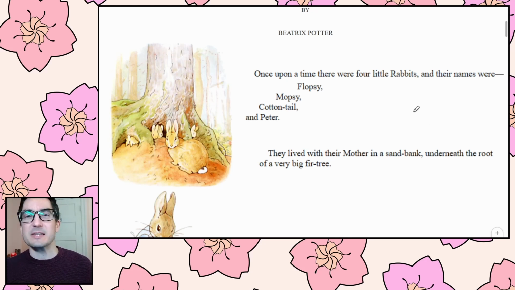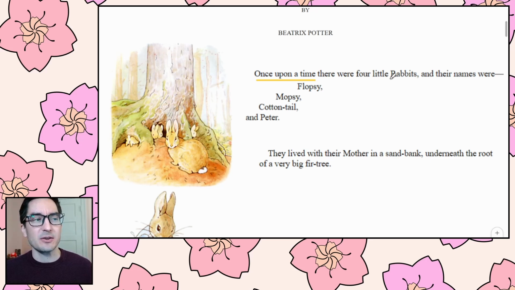So this part is not too tricky, but a lot of stories start with once upon a time. So we don't know when it was, just sometime, maybe it was a long, long time ago. We're not sure. But at one time, we don't know when, it's not really important. This is a common phrase for lots of stories, especially fairy tales. There were 4 little rabbits.